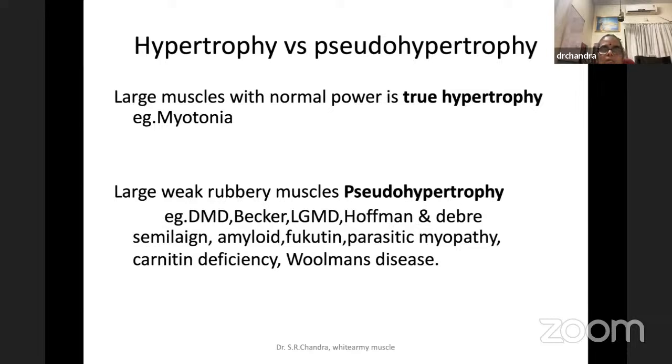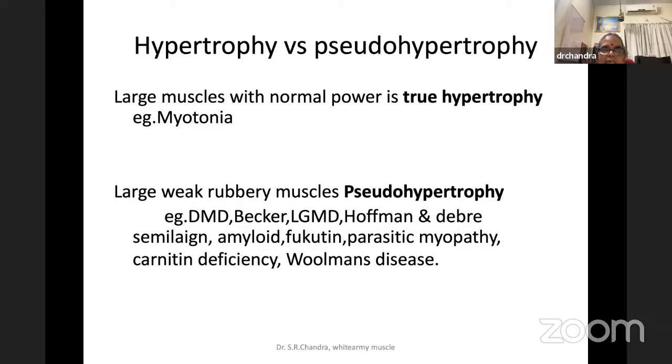So now let us see what is hypertrophy versus pseudo-hypertrophy. Large muscles with normal power is true hypertrophy. So true hypertrophy is the bodybuilders. They do a lot of exercise. Their muscles are very strong and they are big. That is true hypertrophy. Whereas what is pseudo-hypertrophy? Pseudo-hypertrophy is a big muscle which is weak. A big weak muscle is pseudo-hypertrophy.